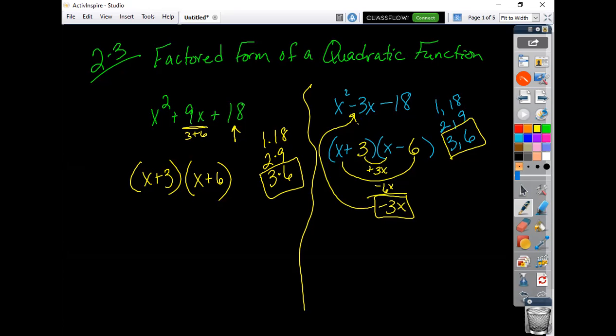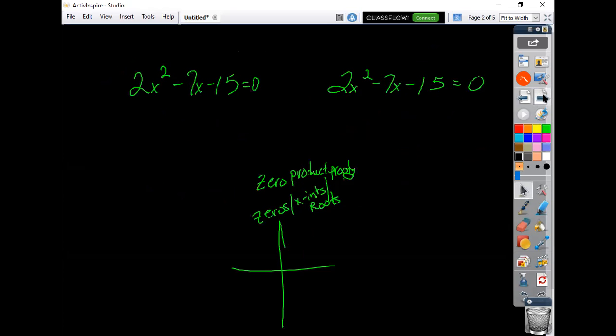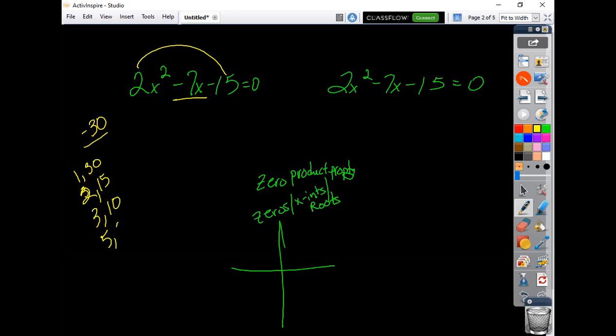So that's factoring quadratics. However, what's going to happen if you have a number in front of your x squared, a coefficient out there? There's a couple different ways to do this. A lot of people use this method of factoring by grouping. You take the first term and the last term and you multiply them. So I've got a negative 30 there. And then I try to use the factors of the negative 30 to get this negative 7. So I've got 1 and 30. I've got 2 with 15, 3 with 10, or 5 with 6.